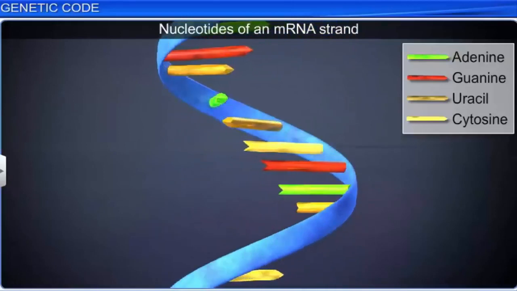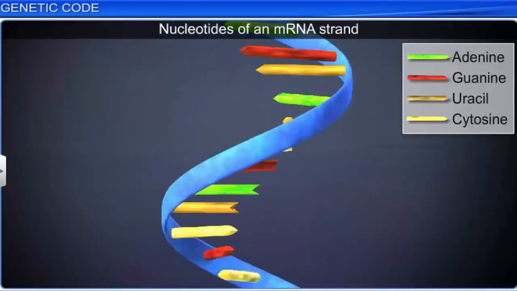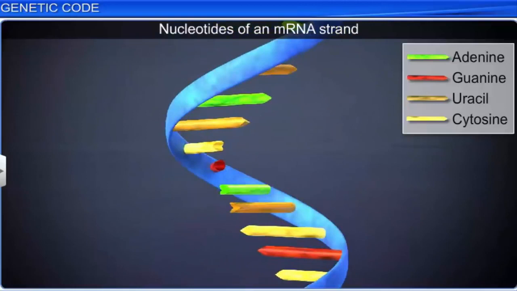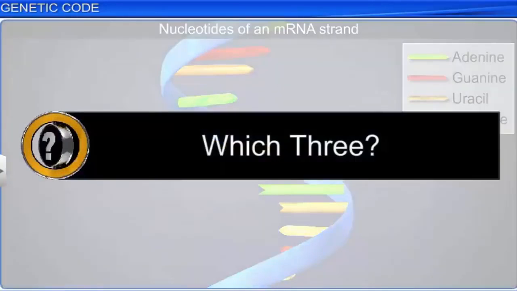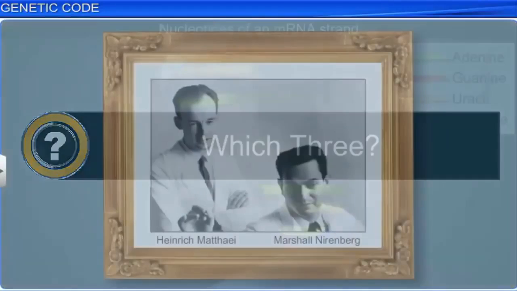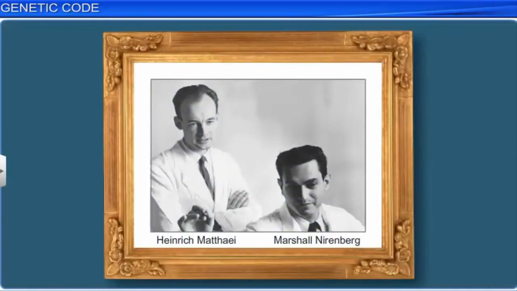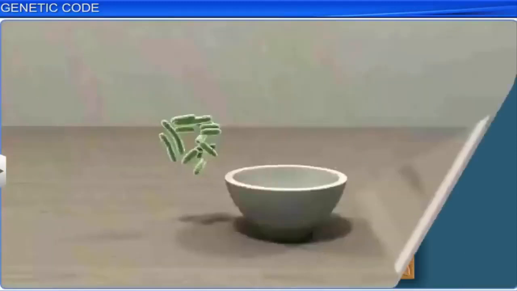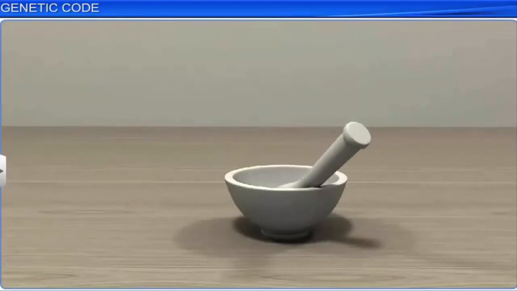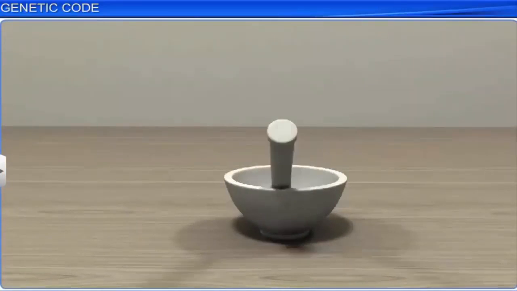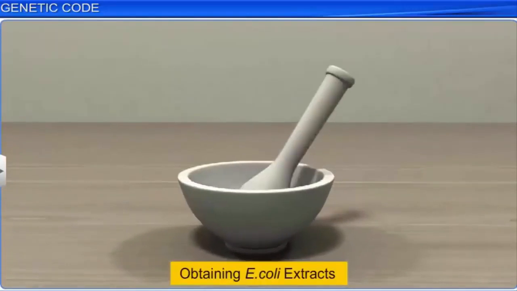Though scientists were now aware that a combination of 3 nucleotides was all that was required to make a particular code, they had another question: which combination of nucleotides coded which amino acid? The answer to these questions came from research scientists Marshall Nirenberg and Heinrich Mattei. They created a free cell system by grinding E. coli bacteria using a mortar and pestle to obtain E. coli extracts.